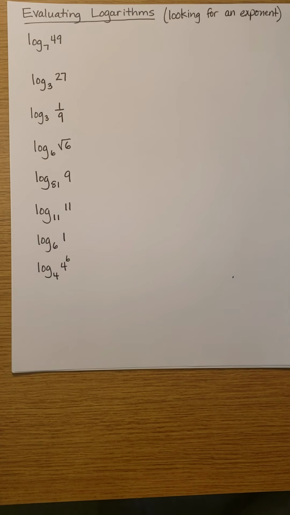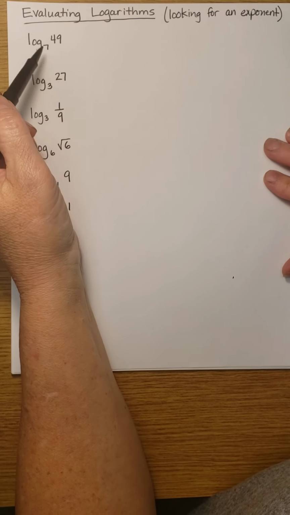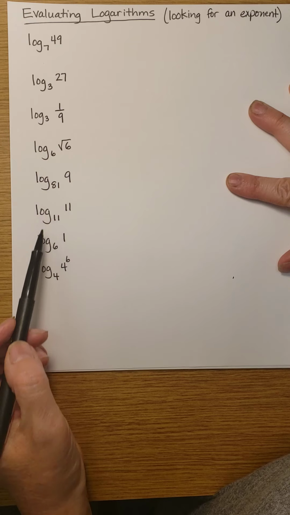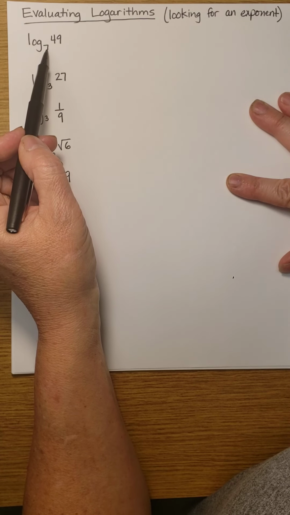In this video, I'm going to show you how to evaluate a logarithm. And basically what that amounts to is looking for an exponent. So we know that the base is always on the bottom. So in all of these expressions here for logs, the base in this example is 7.